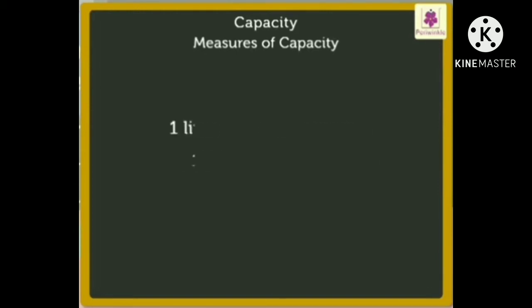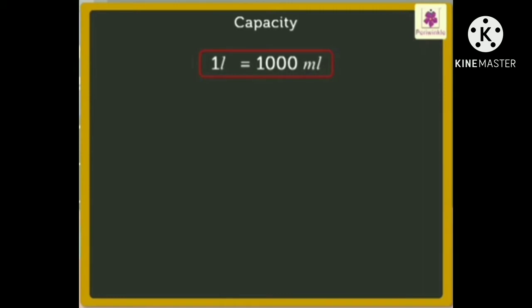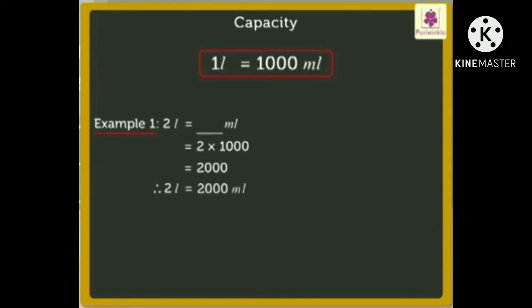We know that 1 liter is equal to 1000 milliliters. To change liter to milliliter, we multiply liter by 1000. Let's see how. Let's convert 2 liters into milliliters. So, here 2 into 1000 is equal to 2000 milliliters. Thus, we get 2 liters is equal to 2000 milliliters.